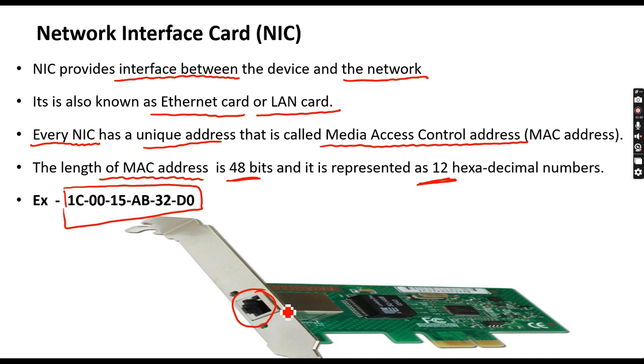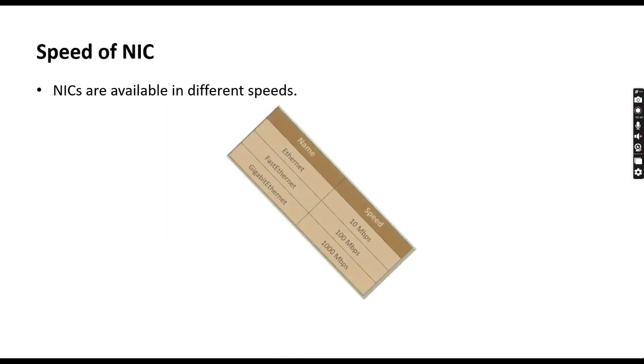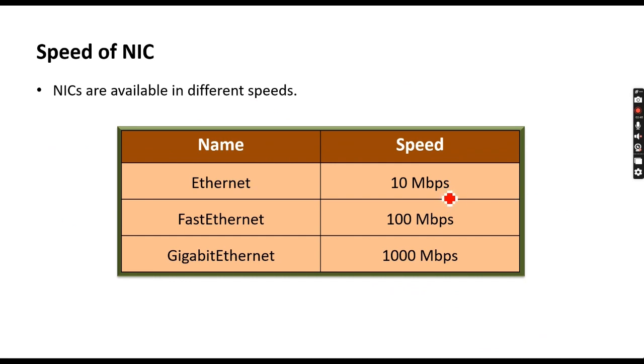Next, you need to remember, for this particular NIC or LAN card, you will find different speeds. For example, Ethernet, where you will be getting 10 Mbps of speed, Fast Ethernet at 100 Mbps, and 1000 Mbps, which is Gigabit Ethernet. So you will find different speeds for the NICs.